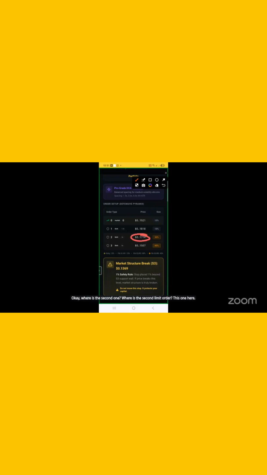1818. Where is this price? It is here. So it is telling you, if the price goes against you, enter again from this price, add more money when the price reaches here. Where is the second limit order? This one here. It is telling you if the price continues to go against you, enter at 1714. You see this? That's why I'm telling you crypto robot is the best of the best.